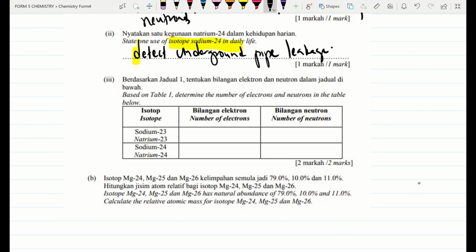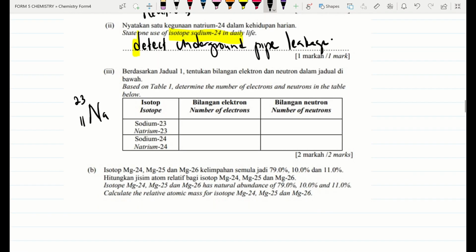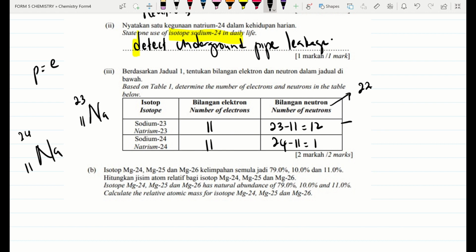Sodium 23. So I write sodium 23. Here 23 has proton number 11. For sodium 24, the proton number is also 11. We check the atom. Always remember proton equals electron. So number of electrons is 11, number of electrons is 11. How to find the neutrons? We take 23 minus 11, that will be 12. Here 24 minus 11, that will be 13.